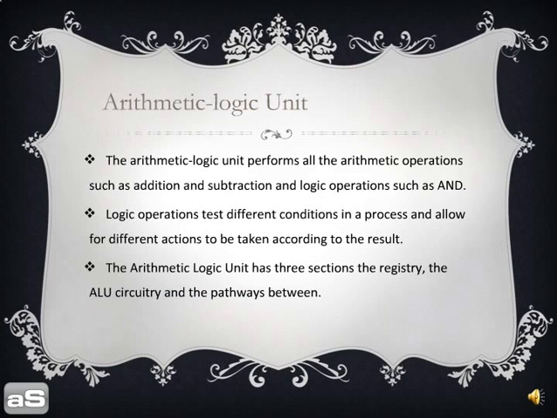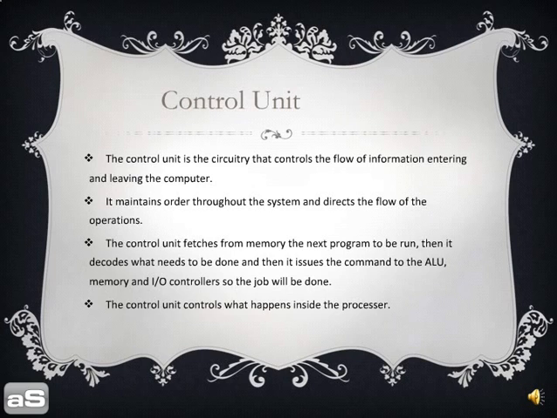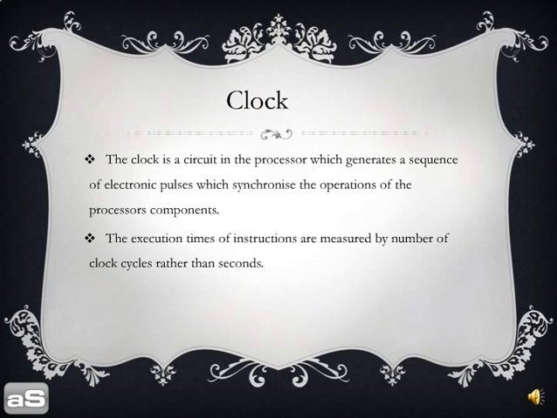The arithmetic logic unit performs all the arithmetic operations and logic operations. The arithmetic logic unit has three sections: the registry, the ALU circuitry, and the pathways between. The control unit is the circuitry that controls the flow of information entering and leaving the computer, maintains order throughout the system, and directs the flow of the operations.